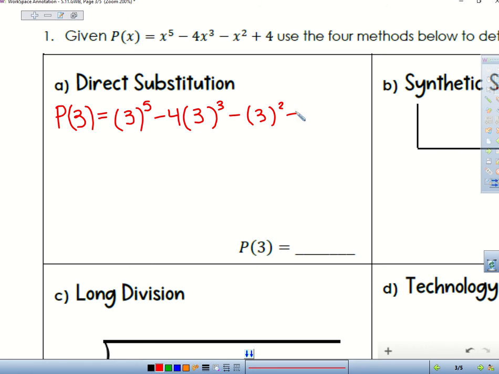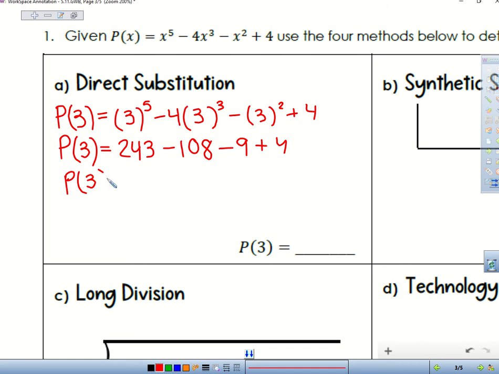Now the most common mistake that I see people make in this particular topic is order of operations. You have to do the exponent before you do multiplication, okay? I had it done ahead of time, so I don't have to do it all in my calculator. This comes out to be 243 minus 108. I get the 108 by doing 3 to the 3rd power, 27 times negative 4. You have to put it to the power and then multiply. Minus 9 plus 4.